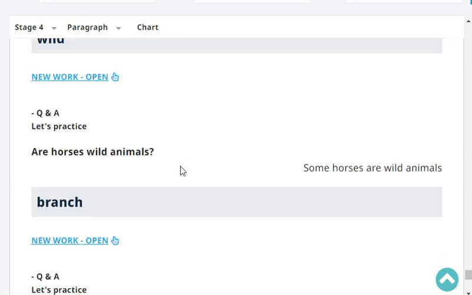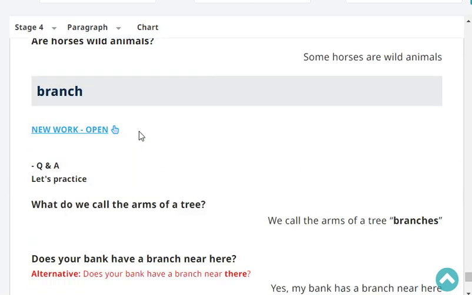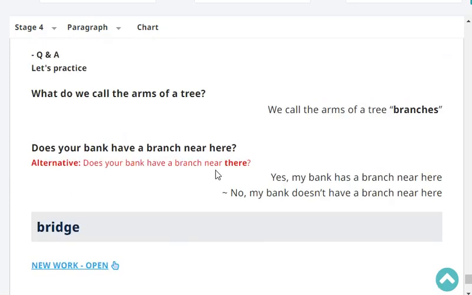Are horses wild animals? No, horses aren't wild animals. Very good. What do we call the arms of a tree? We call the arms of a tree branches. Very good. Does your bank have a branch near here? Yes, my bank has a branch near here. Very good.